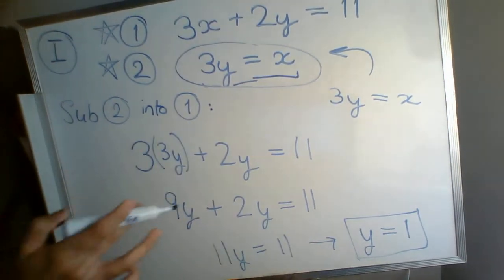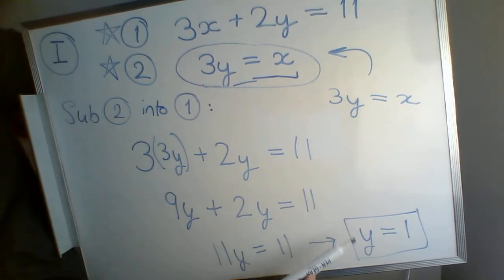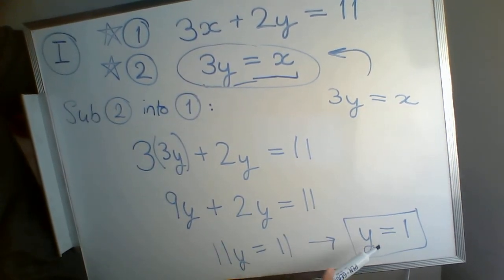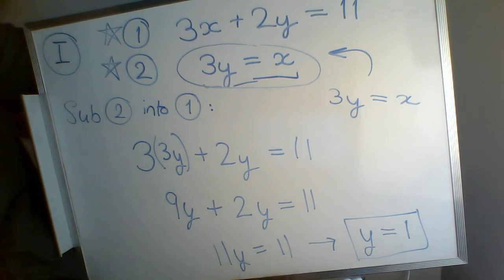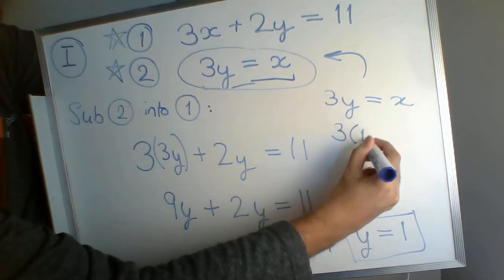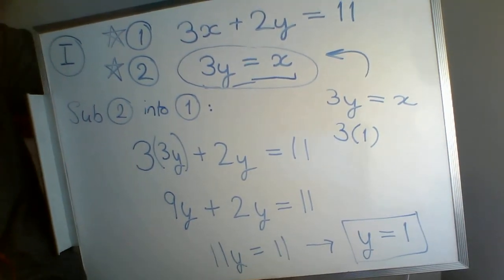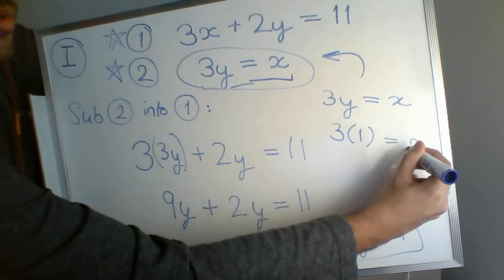I know 3y is equal to x, right? But I also know from the first part of the problem that y is equal to 1. So I can just write in 3 times 1 instead of writing in y, because y is equal to 1. We already know that. Is equal to x.